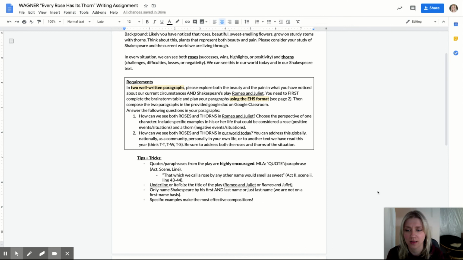Oops, that's going fast. Some tips and tricks, folks. Quotes and paraphrases from the play are highly encouraged. They are not required, but again, I want you to impress me. I have right here how you are supposed to use MLA format. That is your job to stay on top of that, okay? Remember to underline or italicize the title of the play. Choose one and stick with it the whole time.